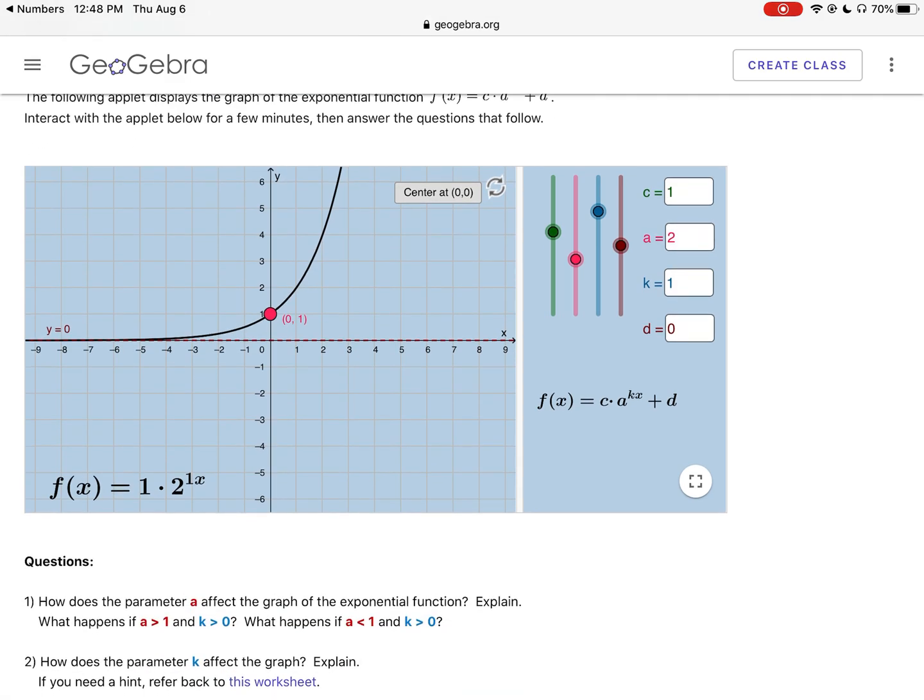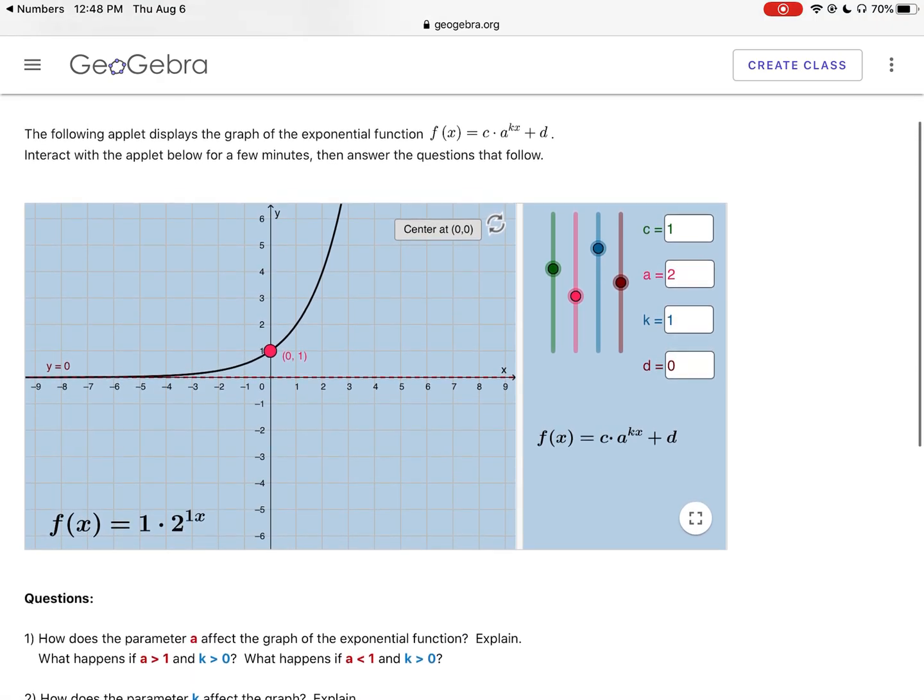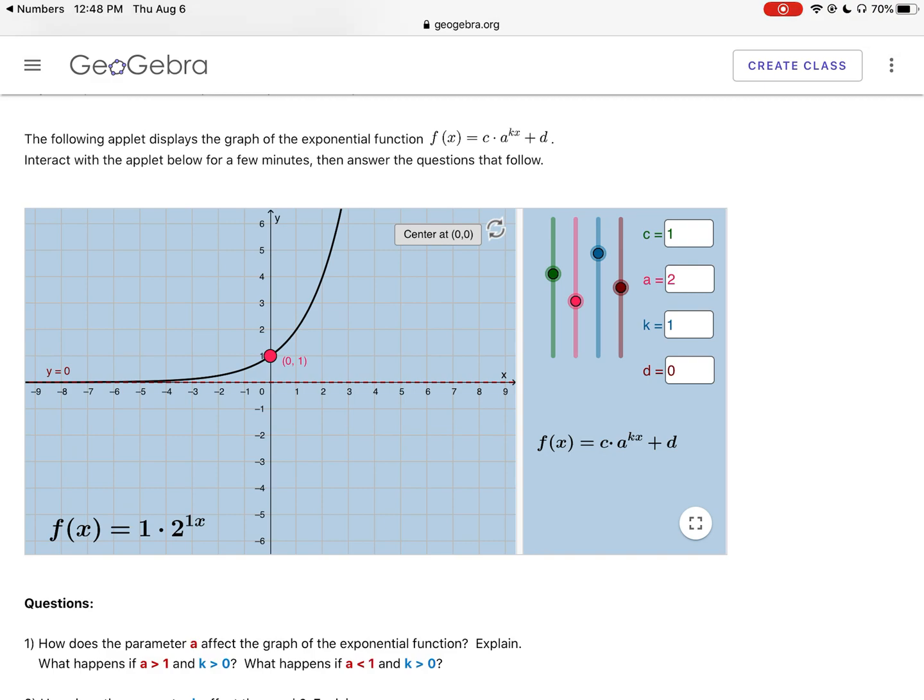So question 1, how does the parameter a affect the graph of the exponential function? What happens when a is greater than 1? What happens when a is less than 1? Right now, a is greater than 1. As I continue to increase the value of a, the curve just continues to get steeper.